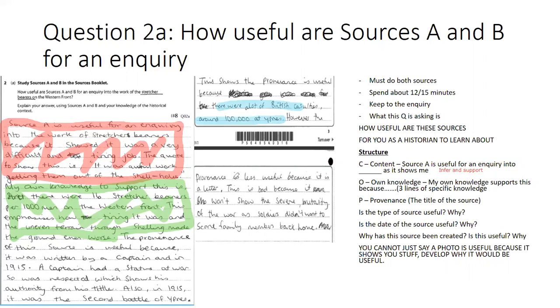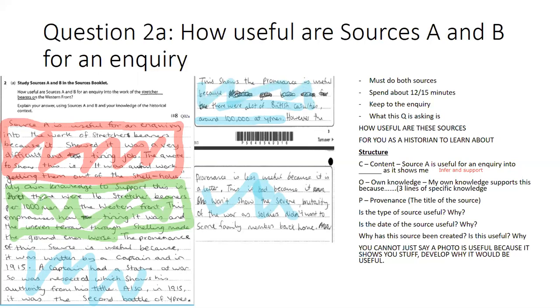However, the provenance is less useful because it's a letter. This is bad. I mean, be careful using words such as bad, because it won't show the severe brutality of the war, as soldiers don't want to scare family members back home. This is all the provenance. Real clear structure, to the point. Okay? That's how you should be doing the source questions.